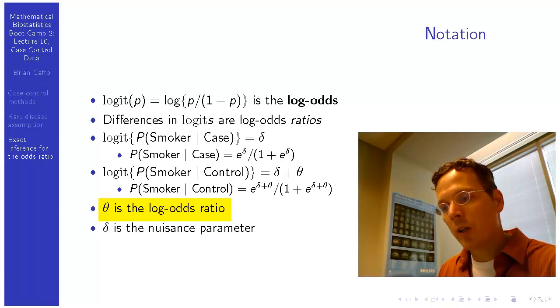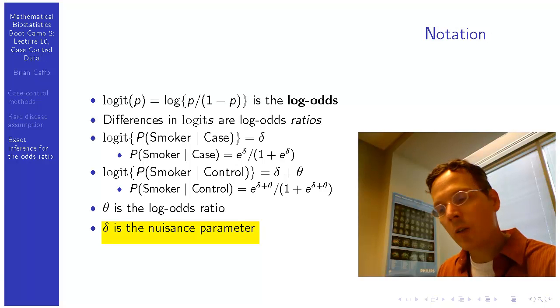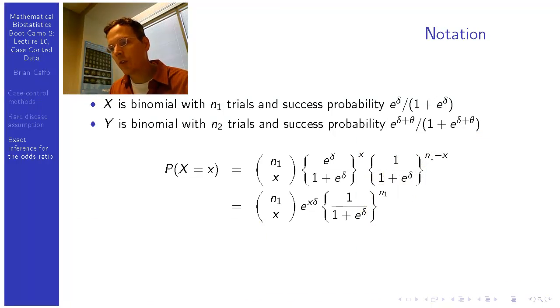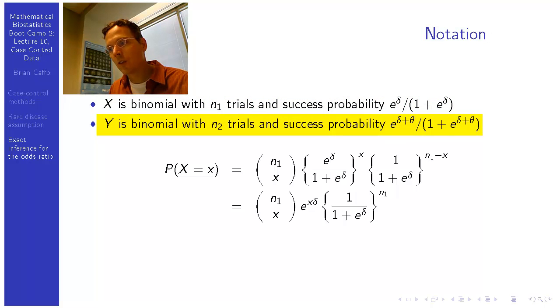And in the way that we've parameterized this, delta, this other parameter, is a so-called nuisance parameter. We don't care about that. What we care about is the log odds ratio, comparing smokers to case status. Okay, so let's keep working on the model here. Here we're going to assume that X is binomial with n1 trials, and we already stipulated that the logit of the probability is delta, so the probability is e to the delta over 1 plus e to the delta. And then Y is binomial with n2 trials, and success probability e to the delta plus theta divided by 1 plus e to the delta plus theta.